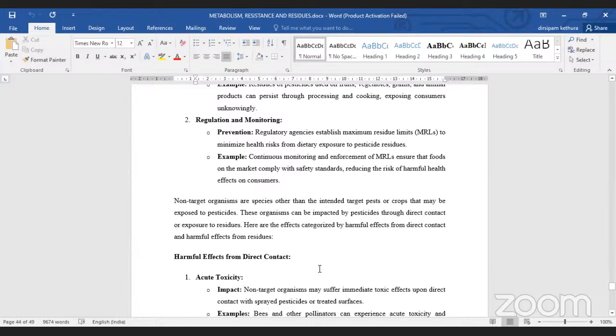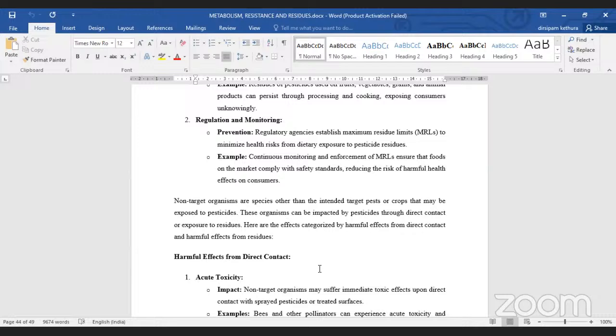Regulation and monitoring, under unintentional exposure through foods due to pesticide residues. Regulatory agencies establish maximum residue limits to minimize health risks from dietary exposure to pesticide residues. For example, continuous monitoring and enforcement of MRLs ensure that foods on the market comply with safety standards, reducing the risk of harmful health effects on consumers. All these are about effects of pesticide residues on human beings.